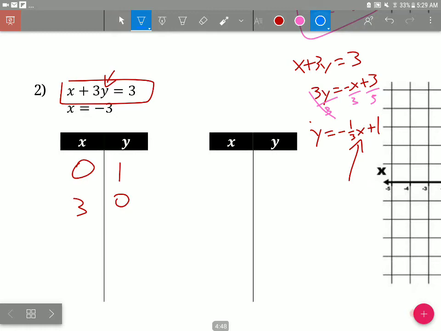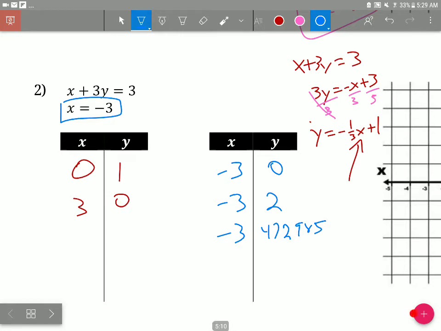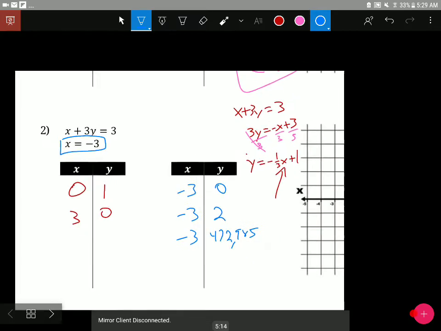Blue, the second equation. Well, again, this is just like the other one. X equals negative 3. Well, x is negative 3, even if y is 0. X is negative 3, even if y is 2. X is negative 3, even if y is 472,985, which obviously we can't graph, but still.